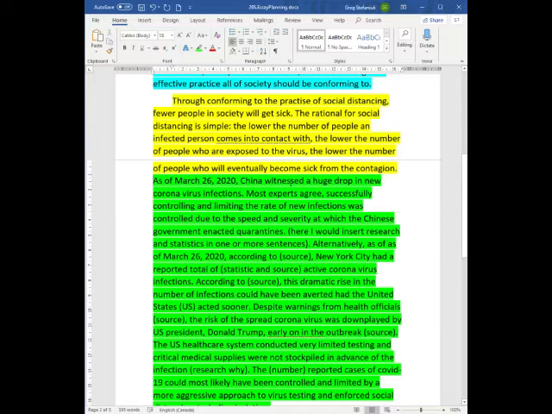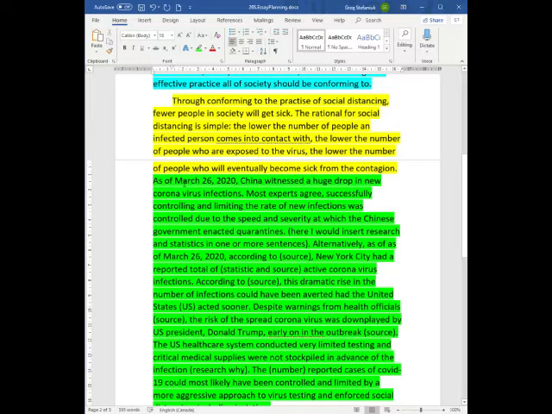Again, please keep your pronouns and proforms to an absolute minimum. Most experts agree successfully controlling and limiting the rate of new infections was controlled due to the spread and severity at which the Chinese government enacted quarantines. And here, I would insert research and statistics in one or more sentences.